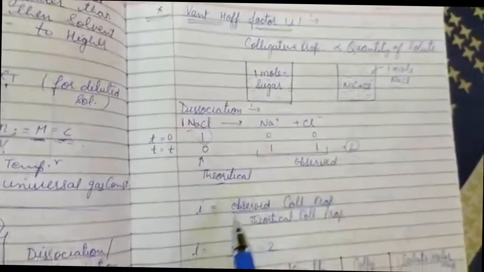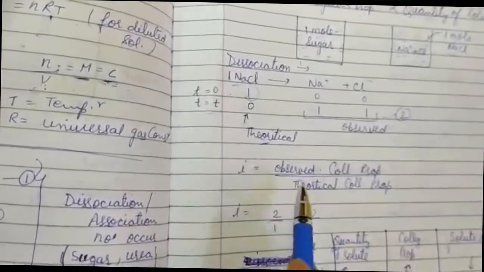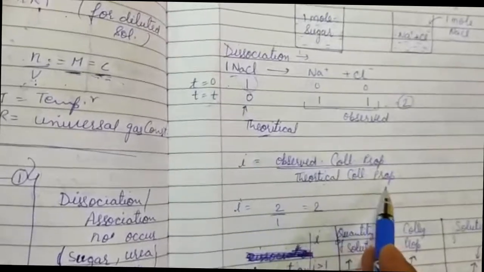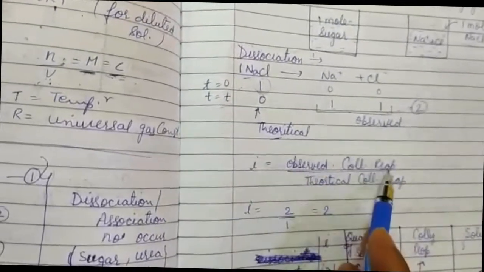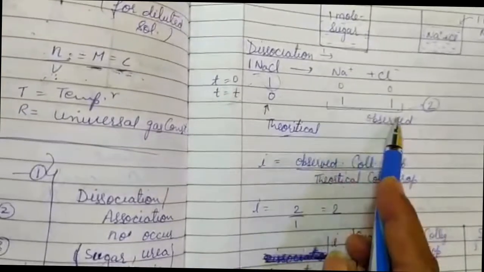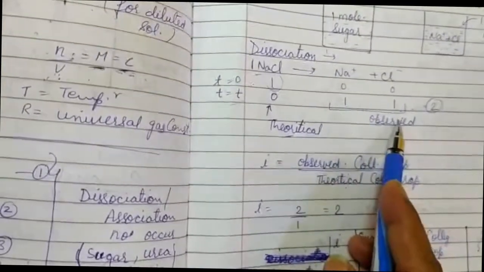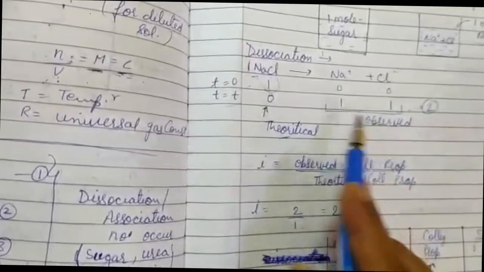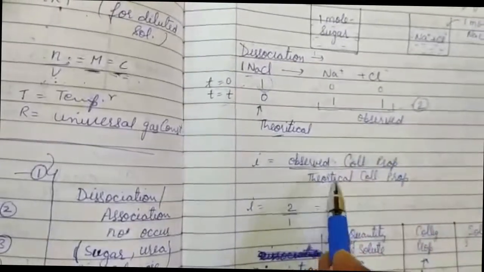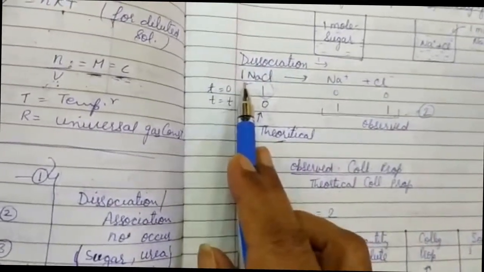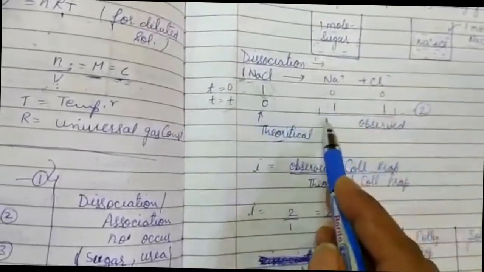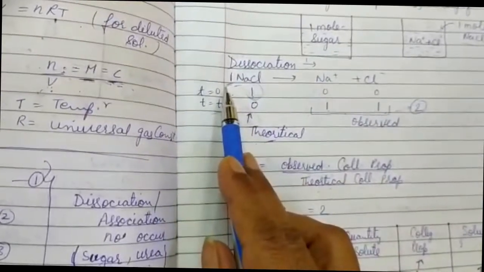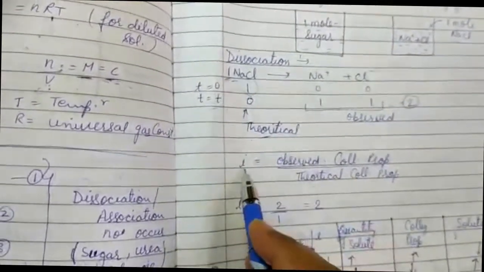1 plus 1. Now the formula for the Vant-Hoff factor. Vant-Hoff factor formula is observed colligative property upon theoretical colligative property. Observed colligative property means total number of moles after dissolving, meaning when we have dissolved the NaCl or any solute in the solvent, how many moles have been formed. And theoretical means before that, how many moles we have dissolved. This is the theoretical and this is what is observed. We are thinking that we have dissolved how many moles of NaCl? 1 mole. So what is the formula for i?